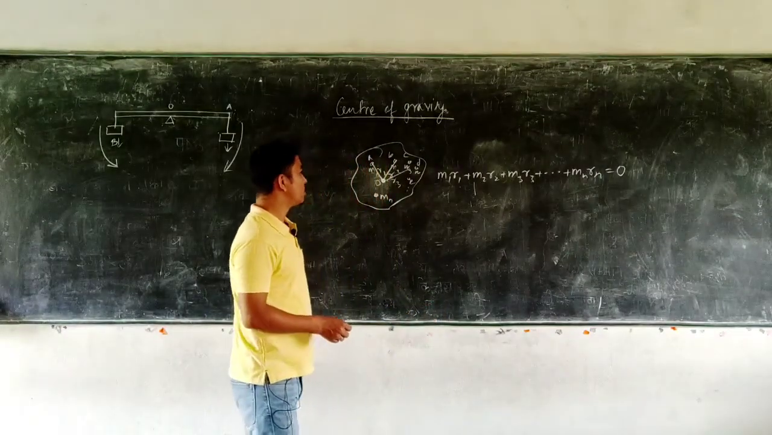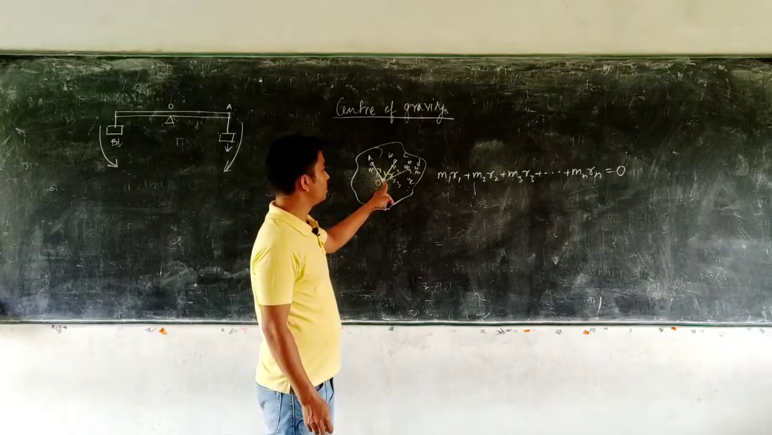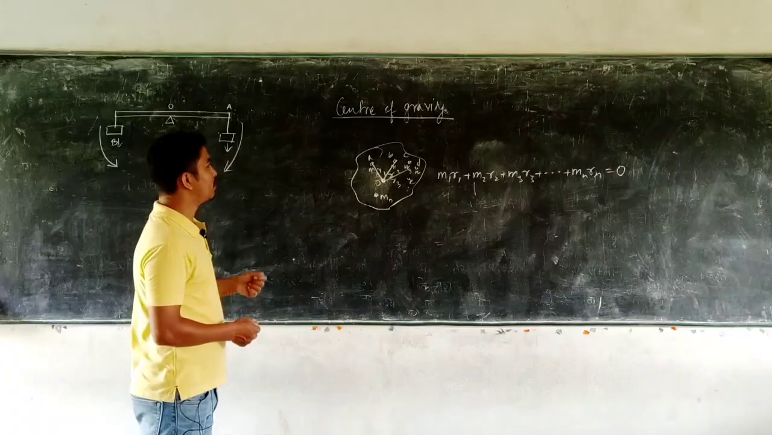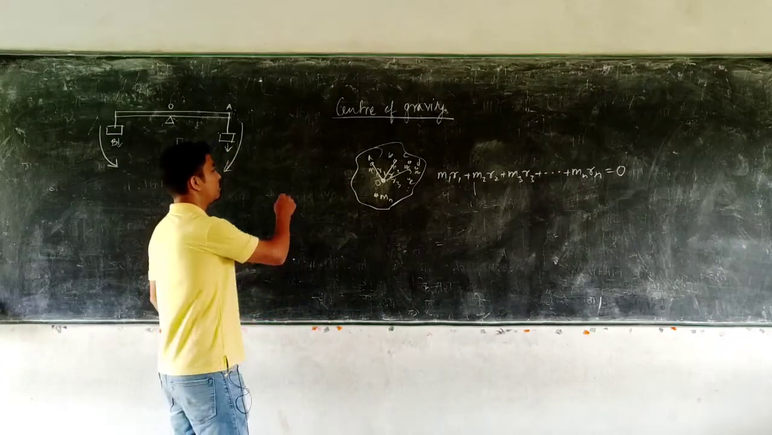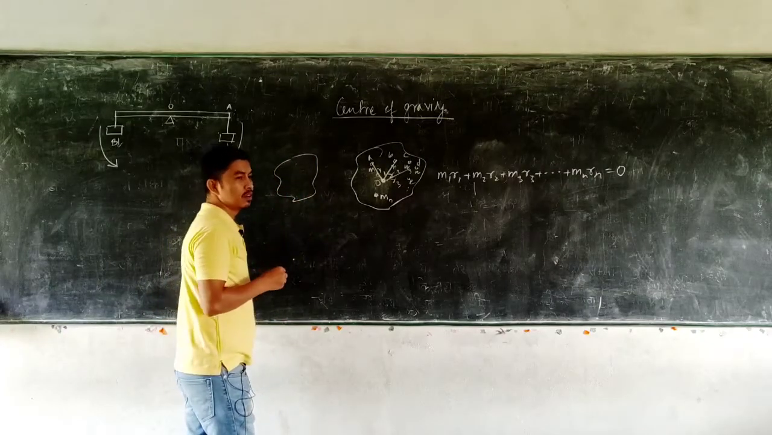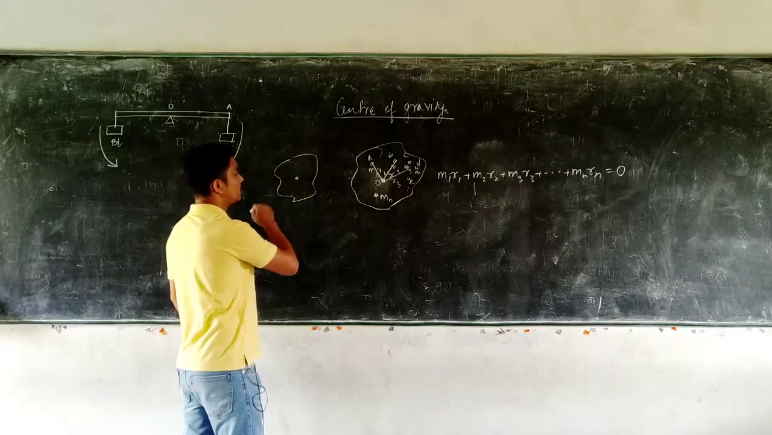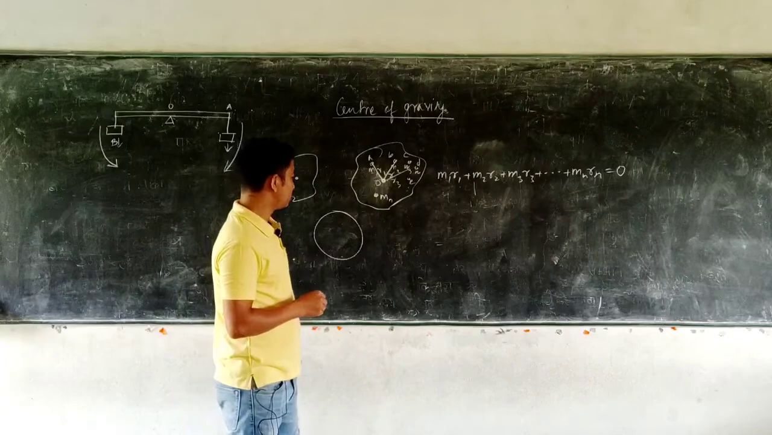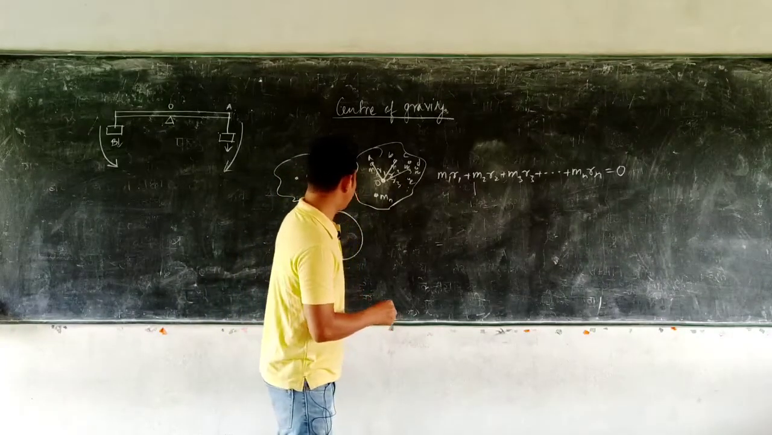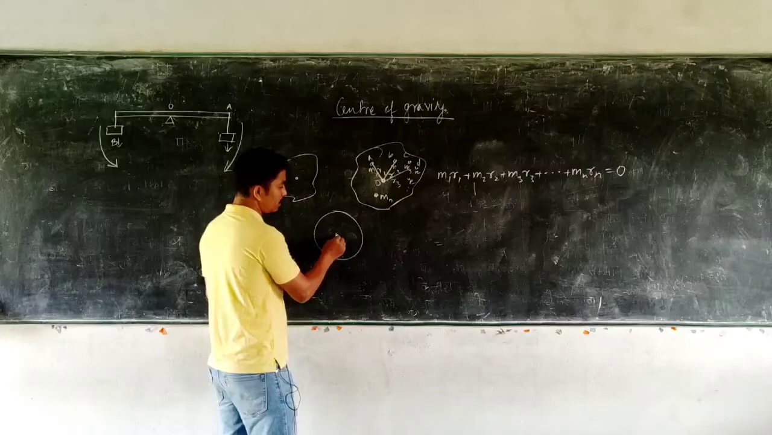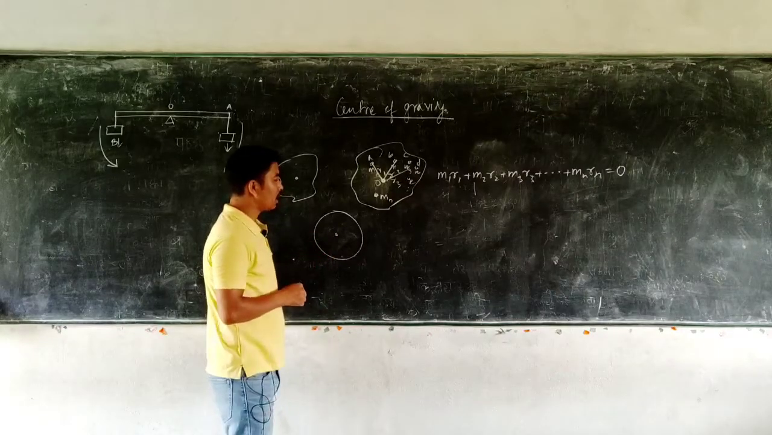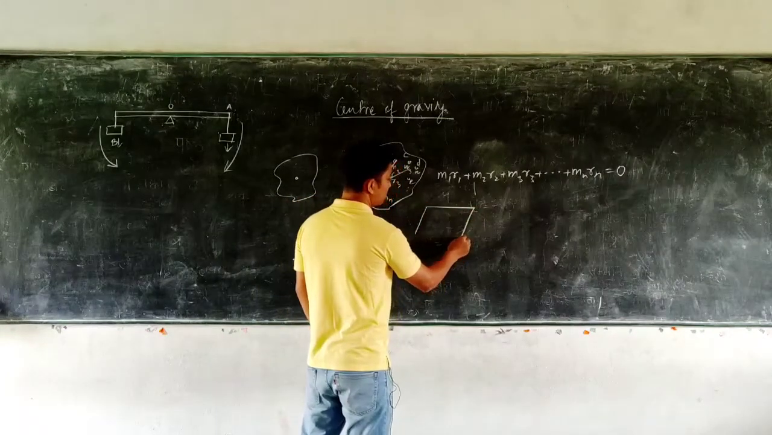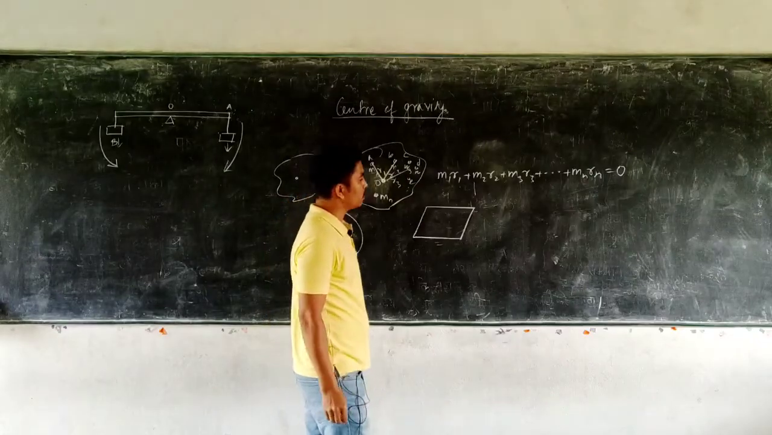Now I told you that the center of gravity may lie within the body or even outside the body also. So let us take some examples. When the center of gravity lies within the body, like for a solid, the center of gravity obviously lies at the center. But if you consider a rim or a ring, just a circle, like the wheel of a bicycle, in that case the center of gravity lies at its center, which obviously does not lie on the body.